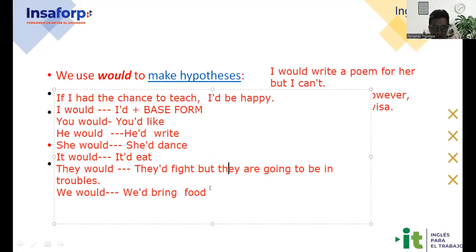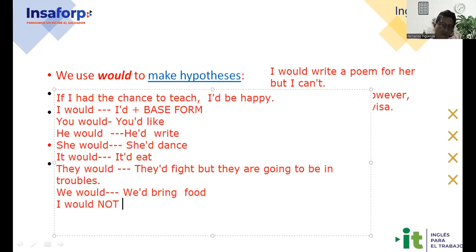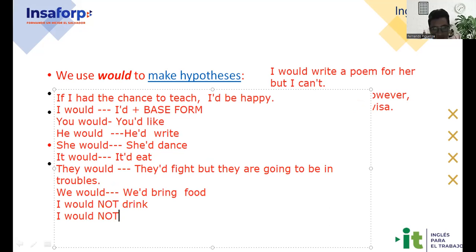Para las negativas, lo único que vamos haciendo es ir agregando el not. I would not. Y después agregamos el base form. I would not drink. No tomaría. She would not, no jugaría.